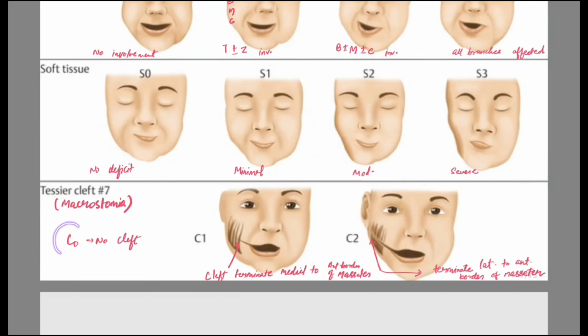So C0 represents no cleft. C1 represents a facial cleft, but this cleft terminates medial to the anterior border of the masseter. In C2 the cleft terminates lateral to the anterior border of the masseter.